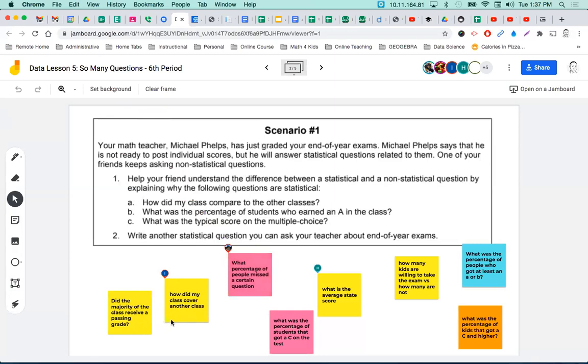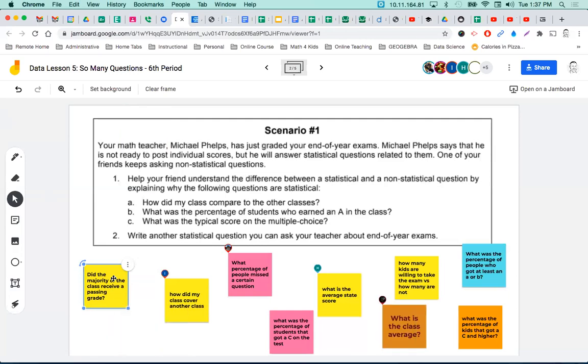Did the majority of the class receive a passing grade? All right, now that's the kind of question I'd be asking. I'd ask that, or I'd say, what percentage of the class failed? Or what percentage of the class got a C or better? I'd feel a little better after I got that answer.